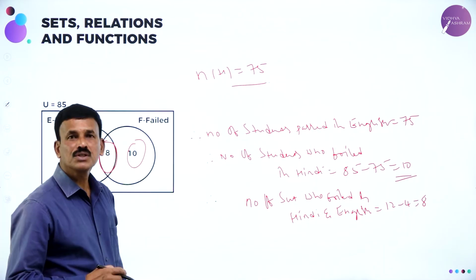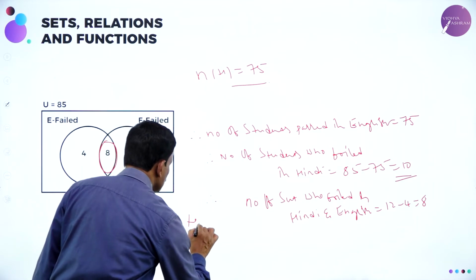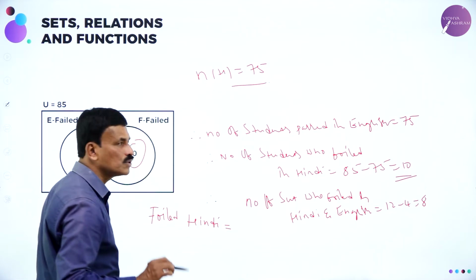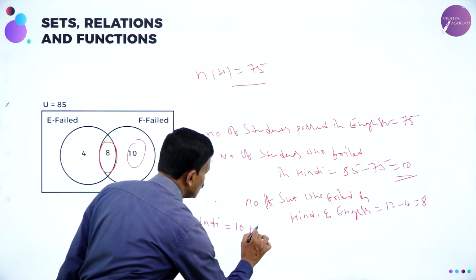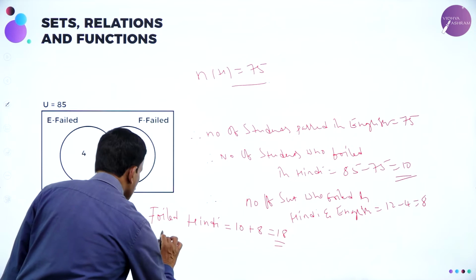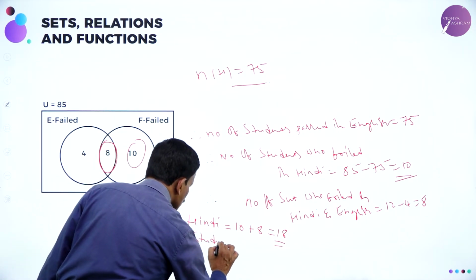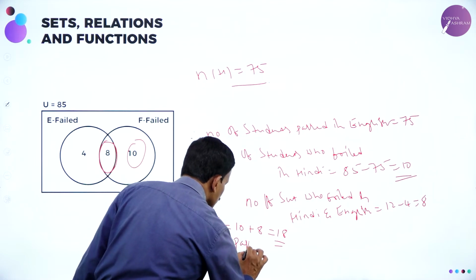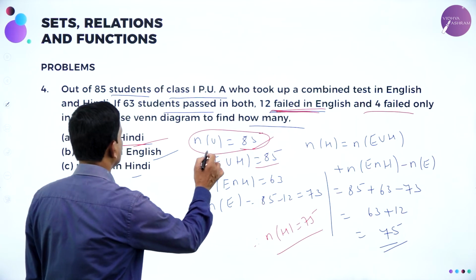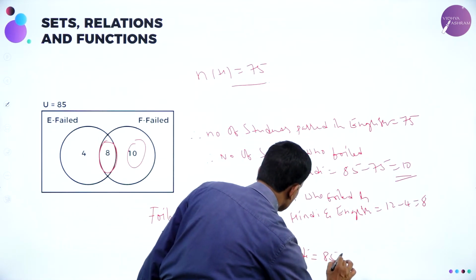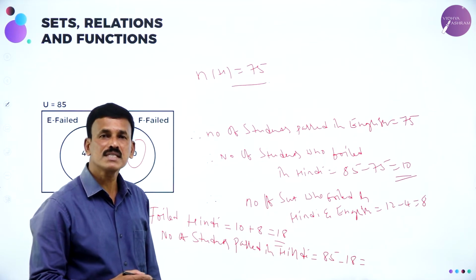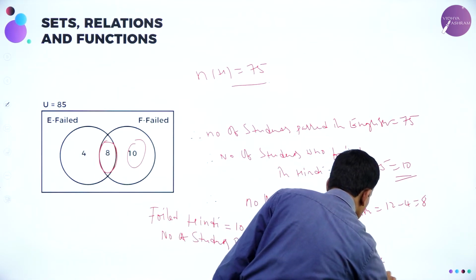So the number of students who failed only in Hindi is 10 plus 8, that's equal to 18 students who failed in Hindi. So the number of students who passed in Hindi is equal to the total, 85 minus 18, that's equal to 67. That's it.